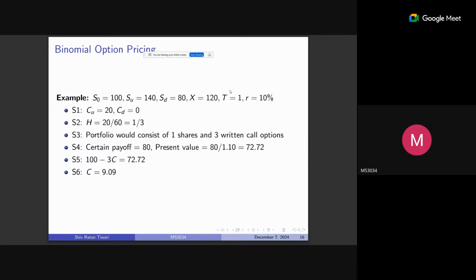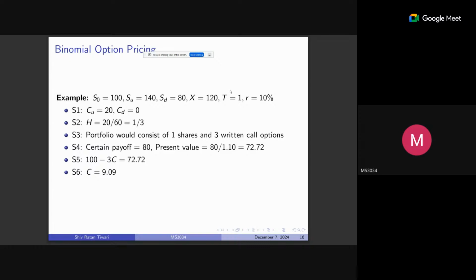This present value of your portfolio should be equal to the cost which you are incurring at present. So what is the cost? You are purchasing one share, so 100 rupees for that, and you are writing three call options, so you are receiving three times the premium on the call option. So your cost is 100 minus three times the call option price. This should be equal to the present value of the certain payoff, and using this equation you can calculate the value of your call option price.